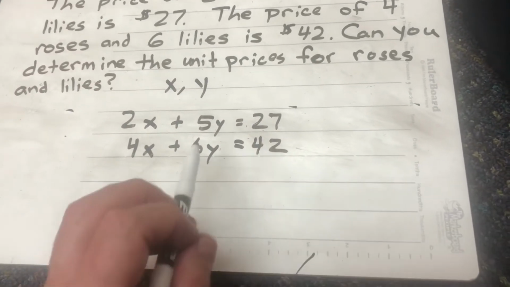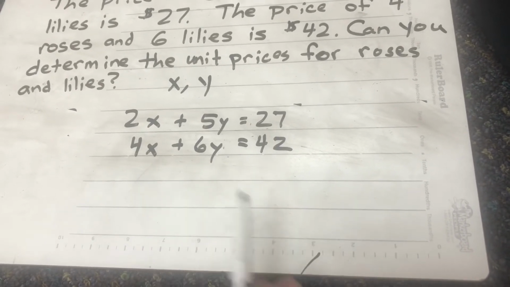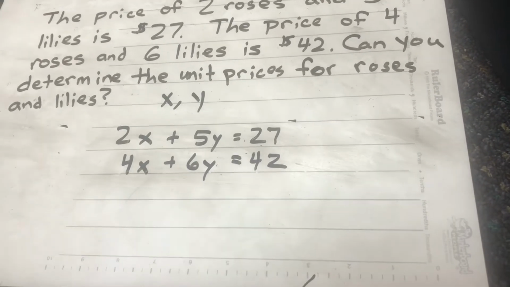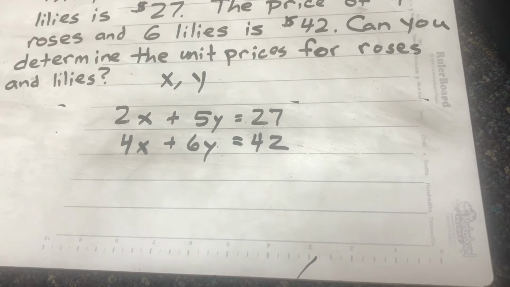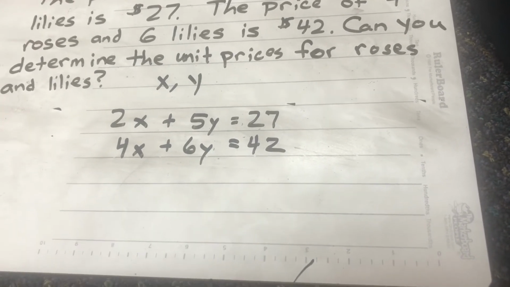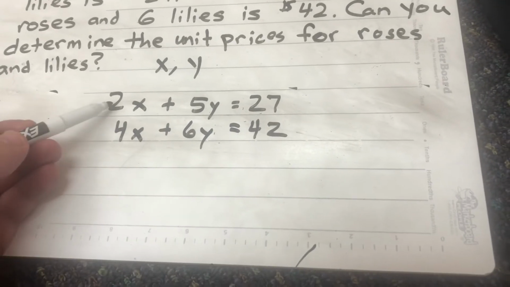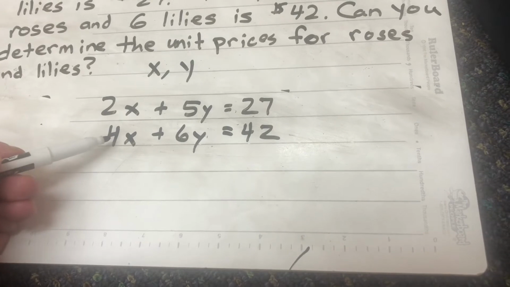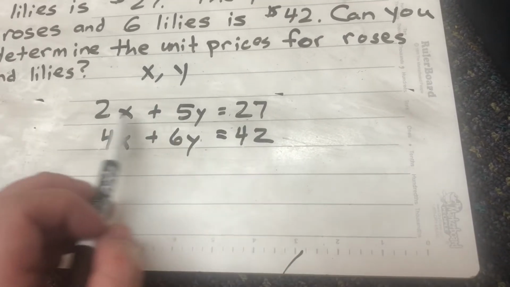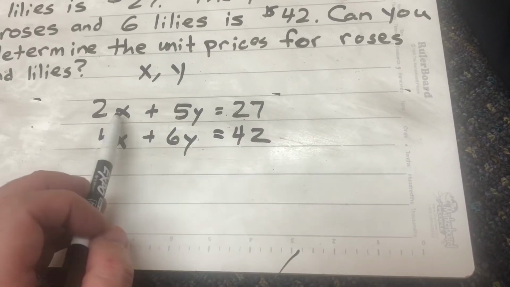So when I look at this system of linear equations, I need to decide how I want to do that. Now remember, there's multiple things you can do. You can put them in slope-intercept form. You can use elimination. You can use substitution. So you want to look and think, what's the best way to do it? Well, what caught my eye is this 2 and this 4. And I'm thinking, well, if I multiply this equation by 2, then I can eliminate.